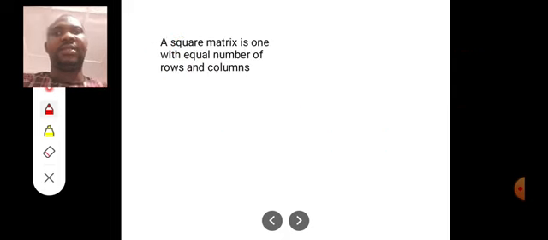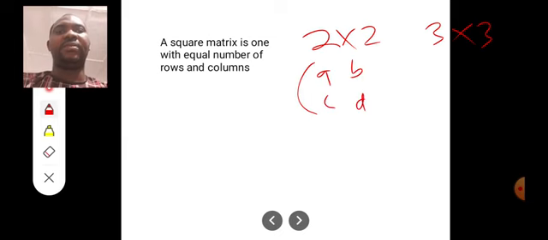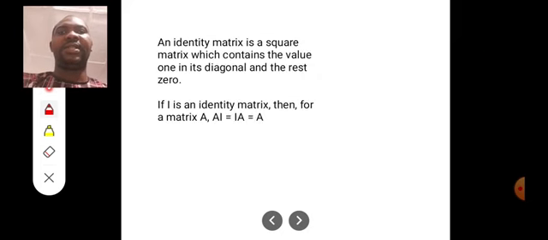Now there's the square matrix. A square matrix is one with an equal number of rows and columns. Good examples of square matrices are the 2 by 2 matrix and the 3 by 3 matrix. The number of rows is equal to the number of columns. An example of a 2 by 2 is A, B, C, D. An example of a 3 by 3 is A, B, C, D, E, F, G, H, I. Okay, we'll move on.